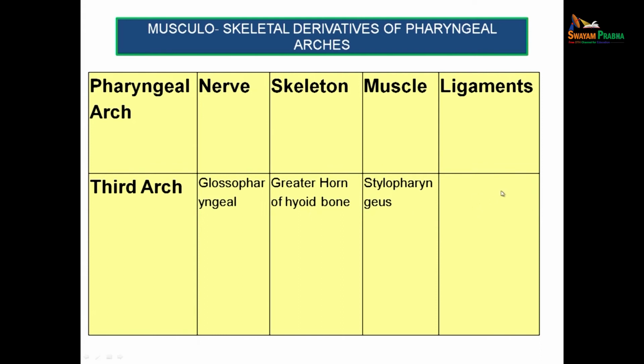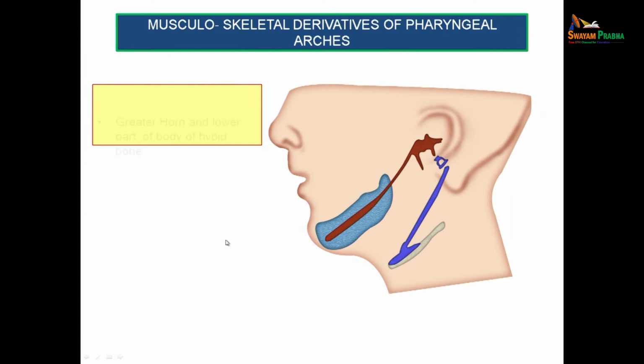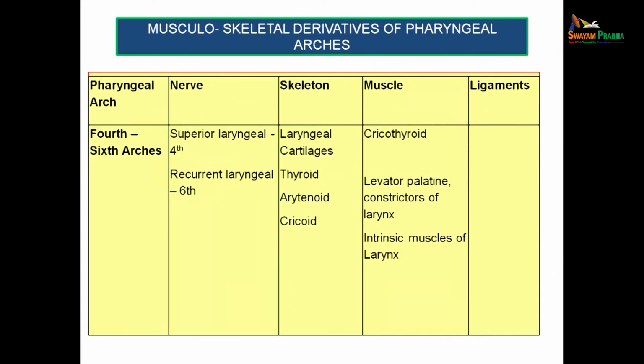There is no particular ligament attributed to this region. So we can see the greater horn and the lower portion of the body of the hyoid bone, they are derived from the third arch. Now coming to the fourth and sixth arches. Fifth arch is actually disappearing. So you have two more arches remaining, the fourth arch and sixth arch. The fourth arch is supplied by the superior laryngeal nerve and the sixth arch is supplied by the recurrent laryngeal nerve. Both are actually derived from the nerve vagus.